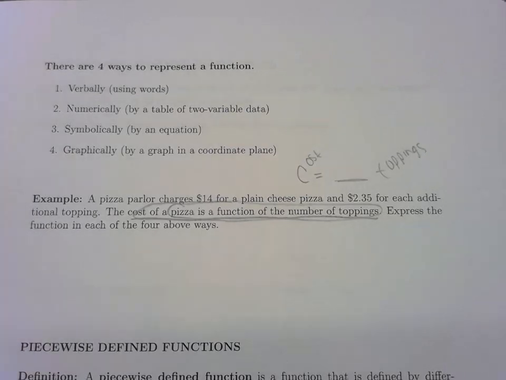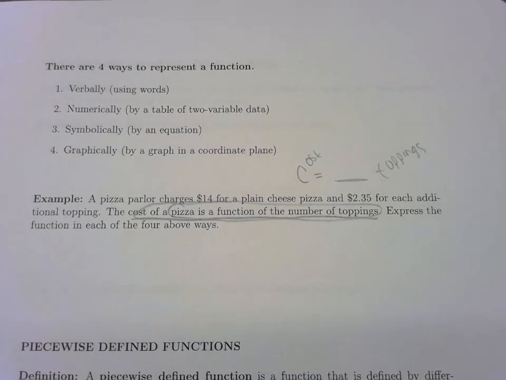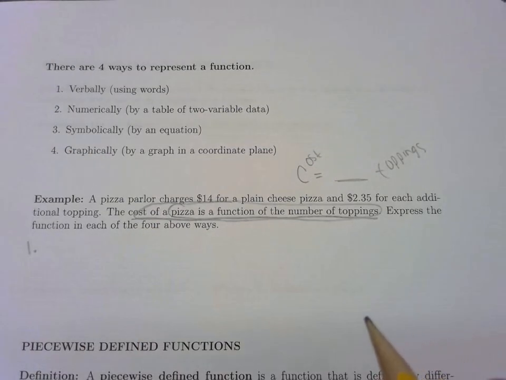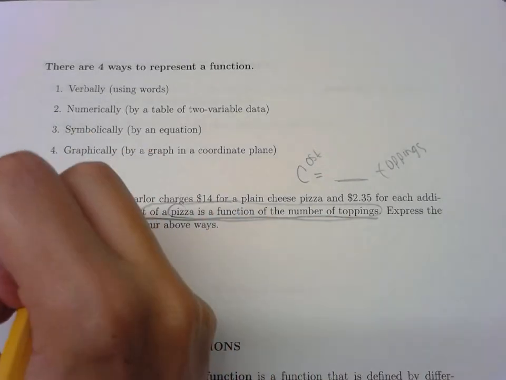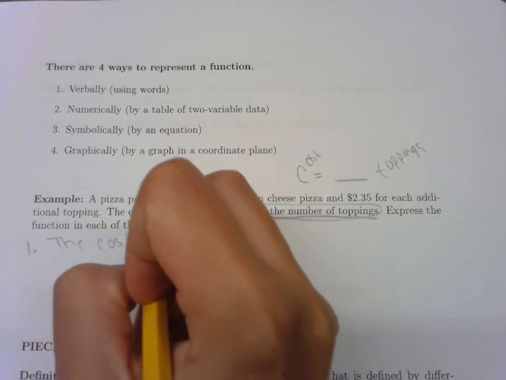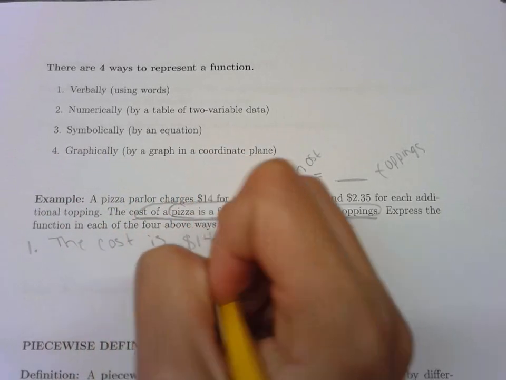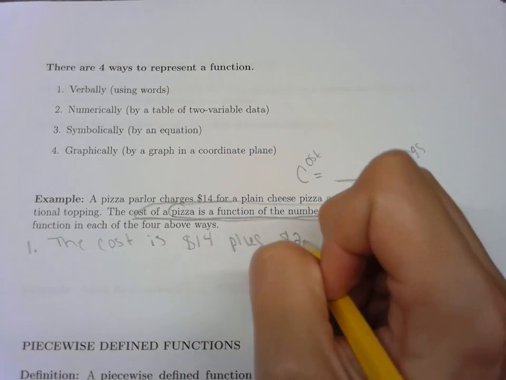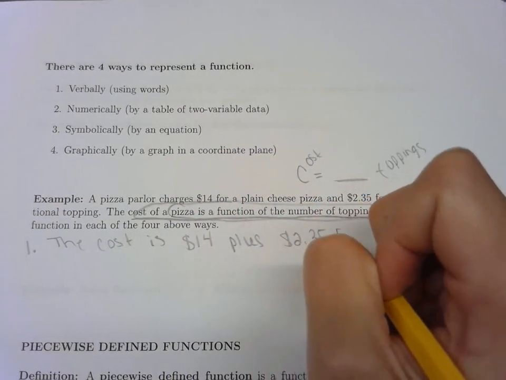Okay, so first of all, verbally, we really don't need to write this one out. I'm going to go ahead and just write it, but that's exactly what I had underlined here. I'll put a little more detail in there, but this is just writing out what the function is. So I'm just going to put the cost is $14 plus $2.35 for each topping.